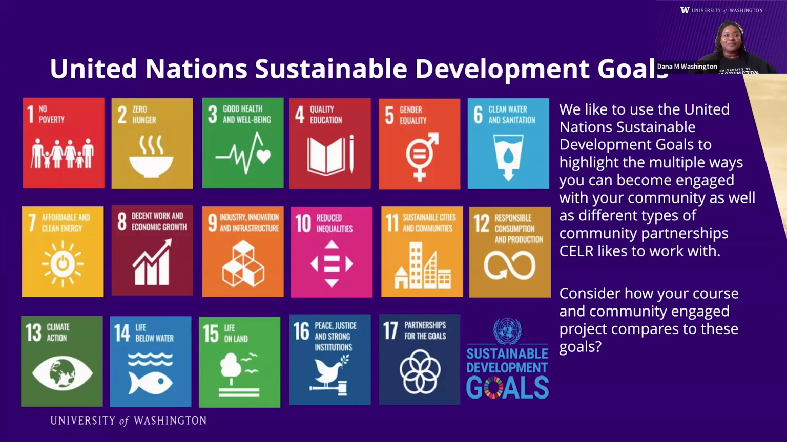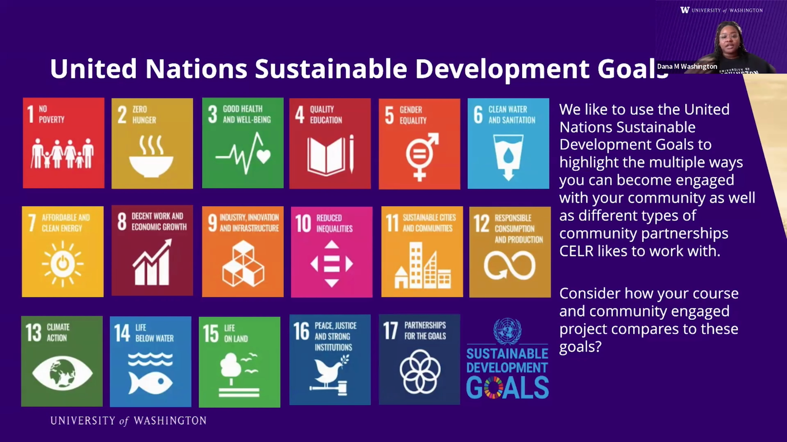So there are 17, the first one being no poverty, zero hunger, good health and well-being, quality education, gender equality, clean water and sanitation, affordable and clean energy, decent work and economic growth, industry, innovation and infrastructure, reduced inequalities, sustainable cities and communities, responsible consumption and production, climate action, life below water, life on land, peace, justice, and strong institutions, and partnerships for the goals.